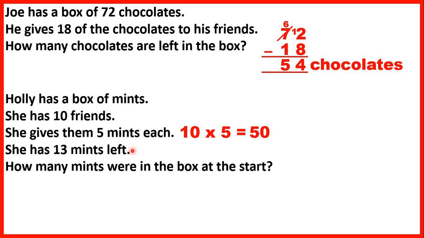So to find the total number of mints, if she gave 50 away and she has 13 left, we can work out 50 plus 13, so that's 63 mints in the box at the start. 50 were given away because 10 times 5 is 50, and 13 were left, so that makes 63 mints altogether.